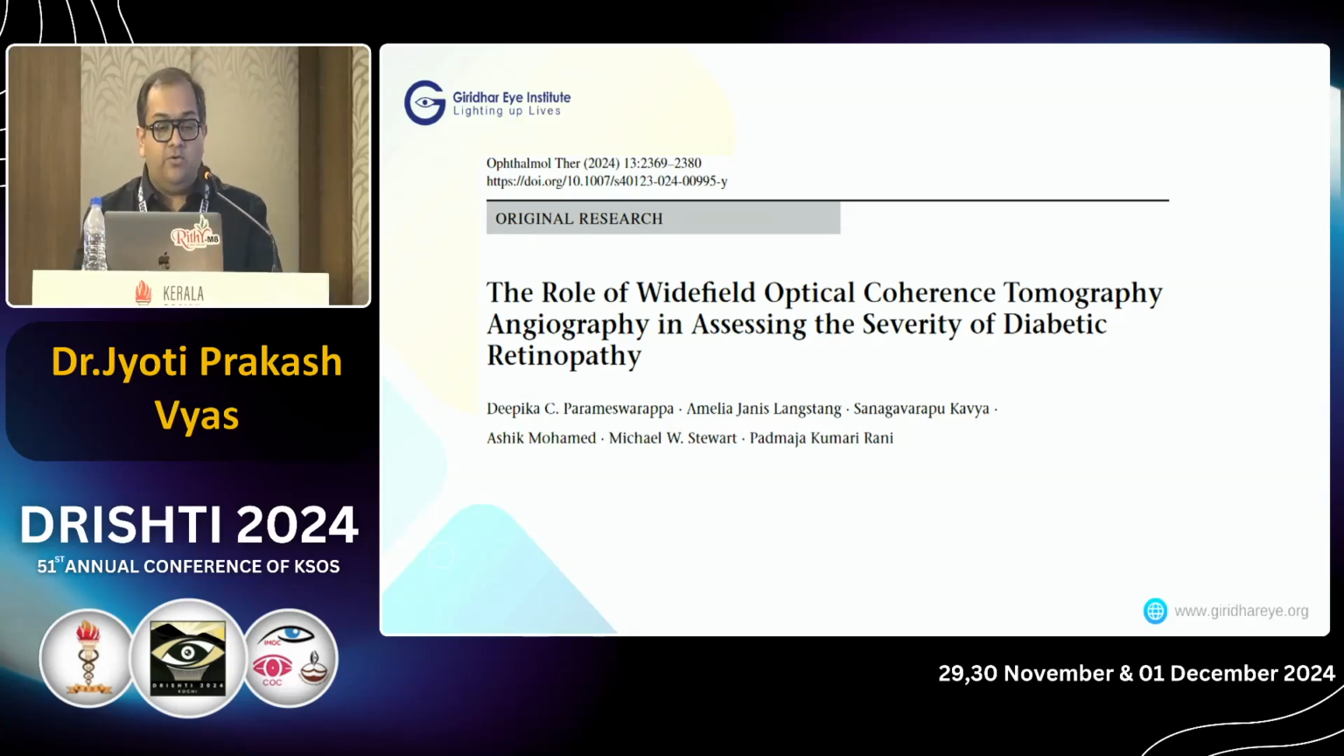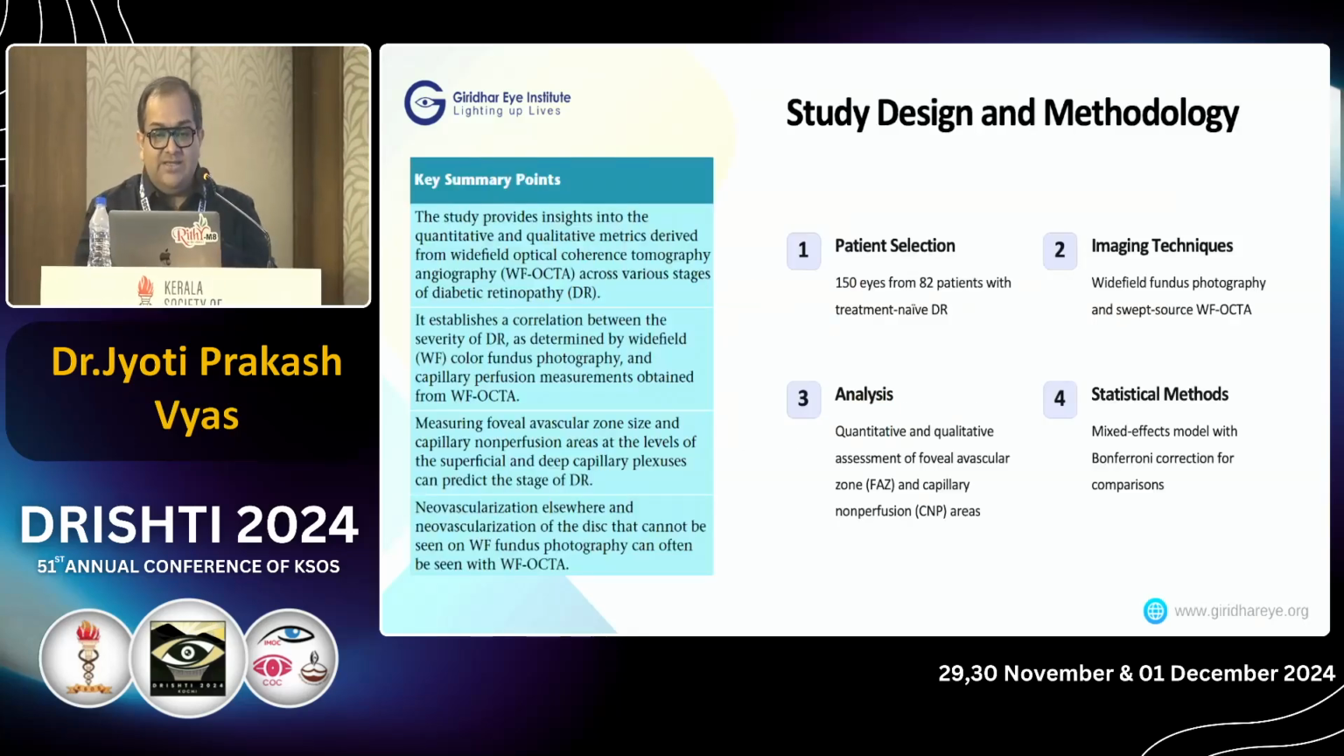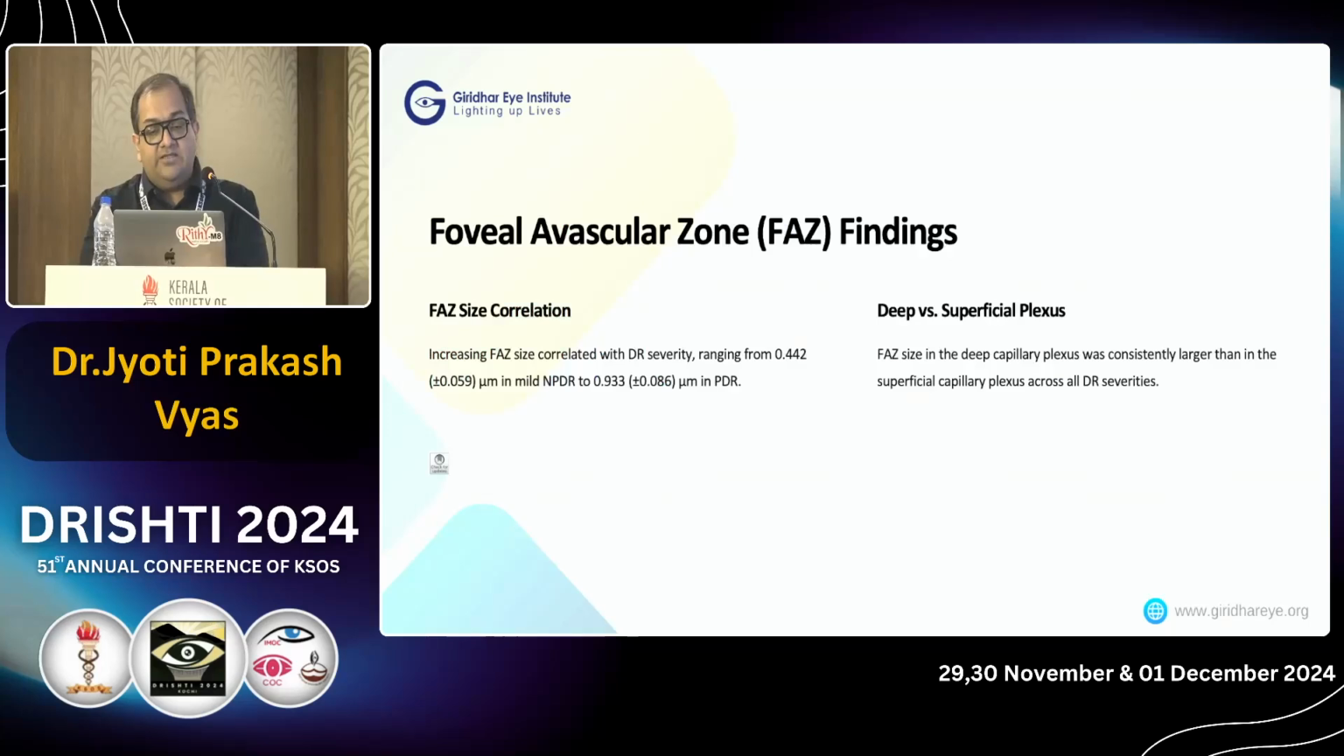One is the role of wide field OCTA in assessing diabetic retinopathy from LVPI, in which they studied about 150 eyes of 82 patients for different factors, which actually found out whether the disease progression could be predicted. It was the presence of foveal avascular zone size and the deep versus superficial plexus orientation of the lesions.